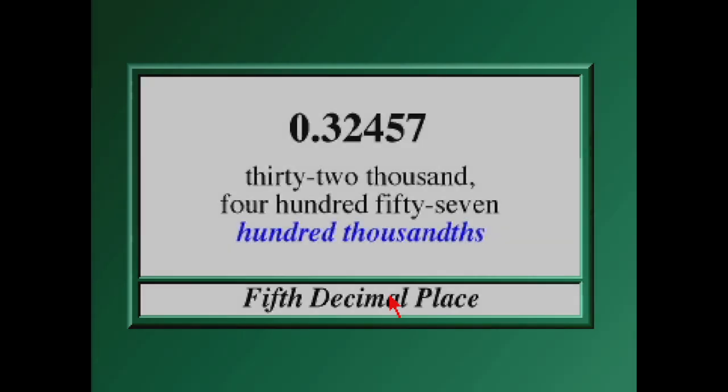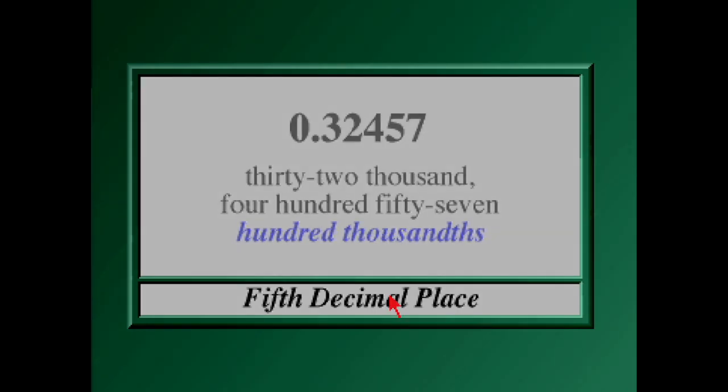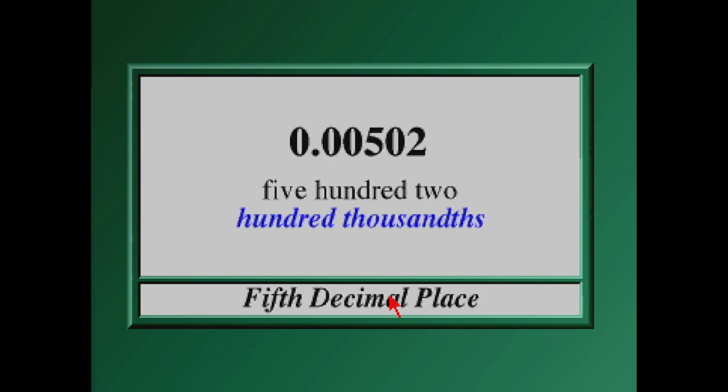For example, 0.32457 is 32,457 hundred thousandths. 0.00502 is 502 hundred thousandths.